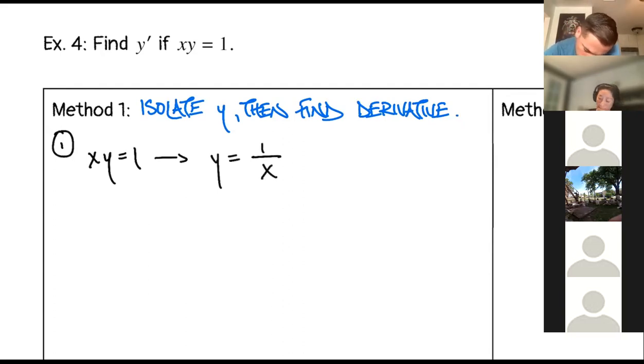Now, before we can use the power rule, it would probably be valuable for us to rewrite this so that we can very clearly see the power on x: y equals x to the negative 1. Okay. Then we're going to take our derivative using the power rule.